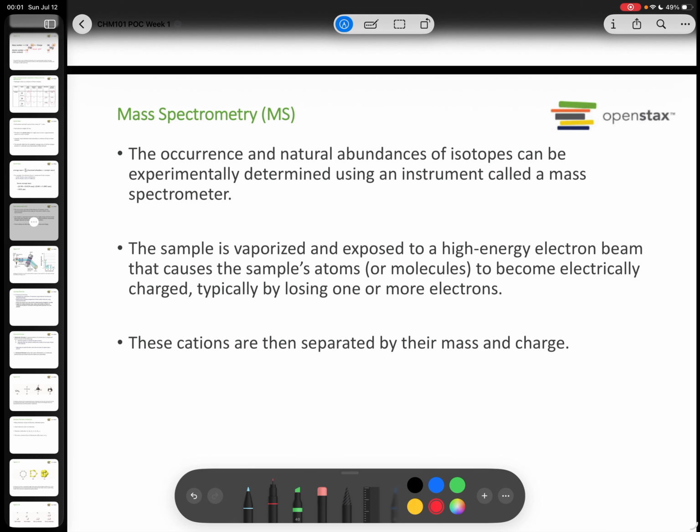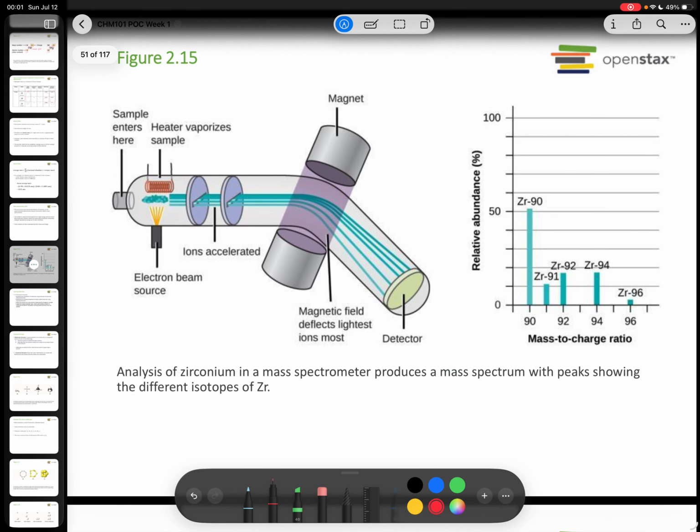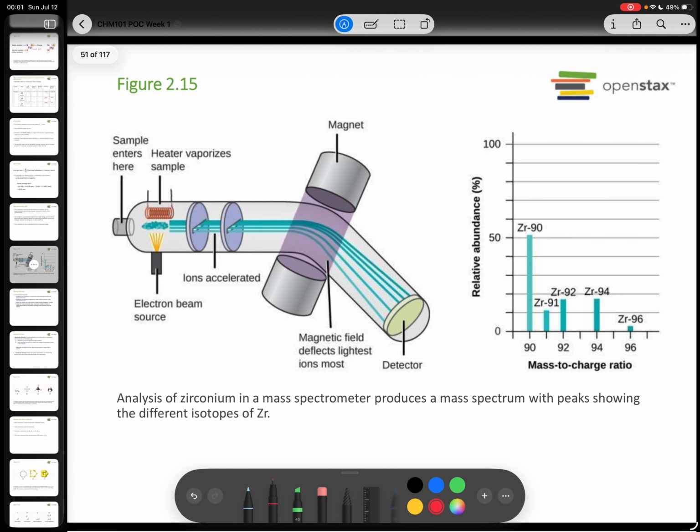So these charged particles are then separated based on their mass to charge ratio. So yung resulting pattern, it tells us what isotopes are present and their relative abundances. Okay? So ano yung mga yan? For example nito, yan. This figure shows a mass spectrum for zirconium, Zr. So each peak corresponds to an isotope of zirconium.